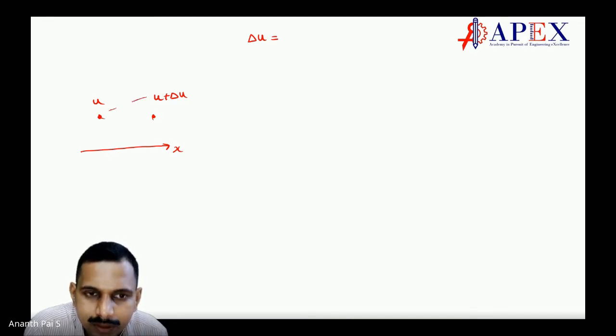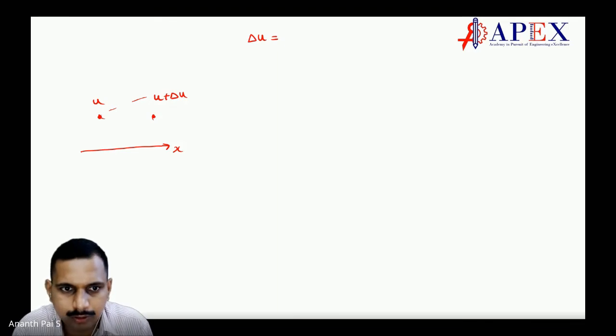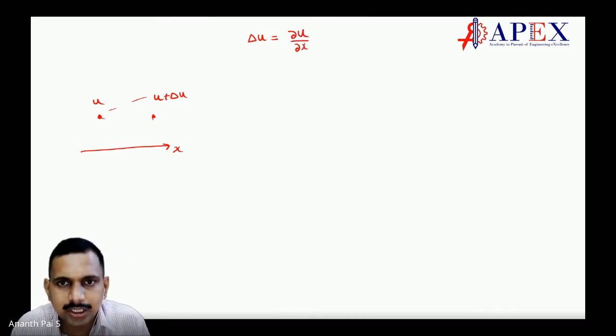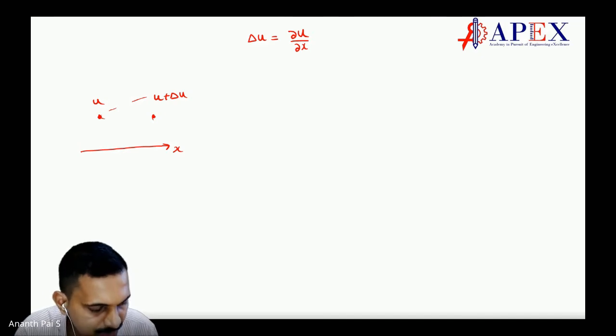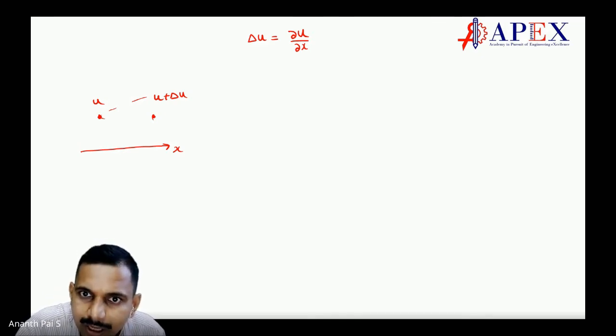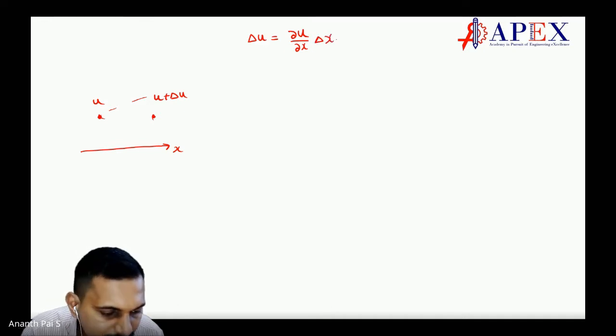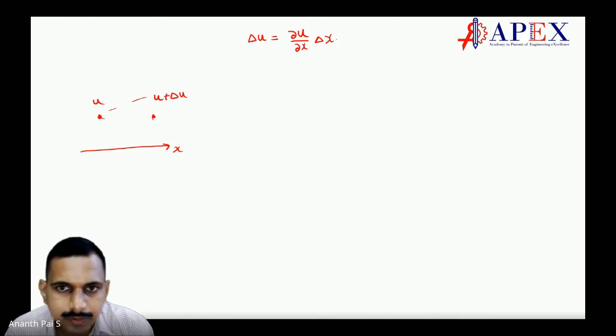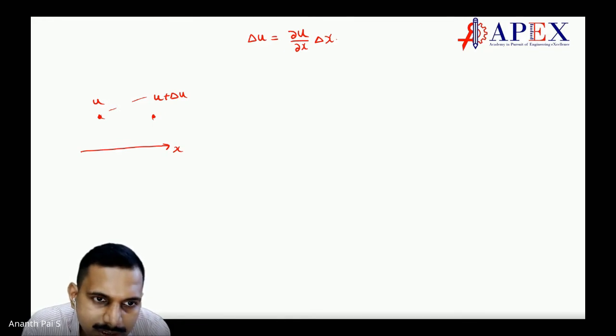There might be some way. We do not know how u changes with x. So whatever the way in which u changes with x, we are taking that into consideration, and then we are multiplying. This is the slope, and then we are multiplying by delta x. Correct? Make sense? So now here, if you consider, this is u at this position.